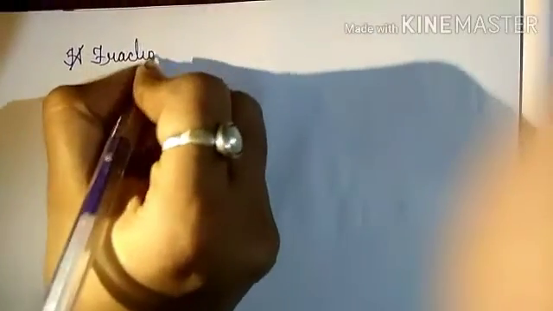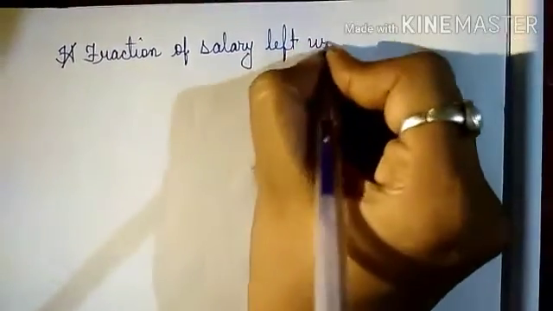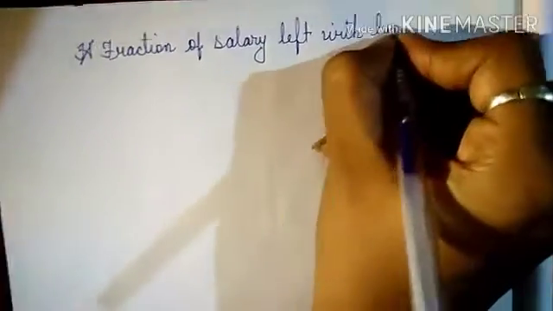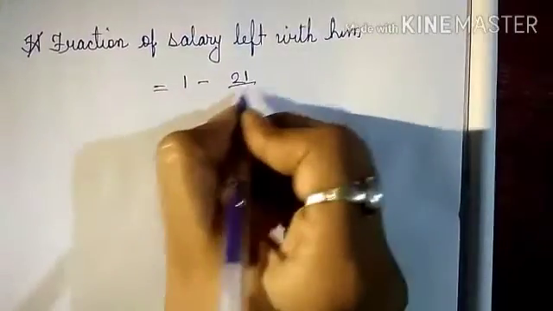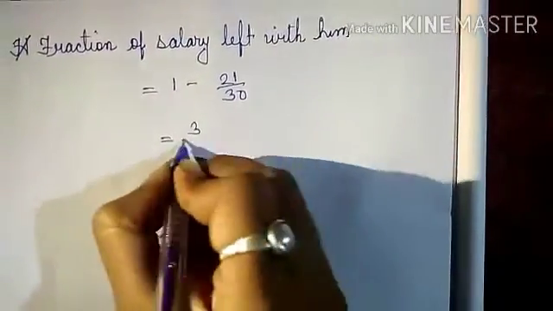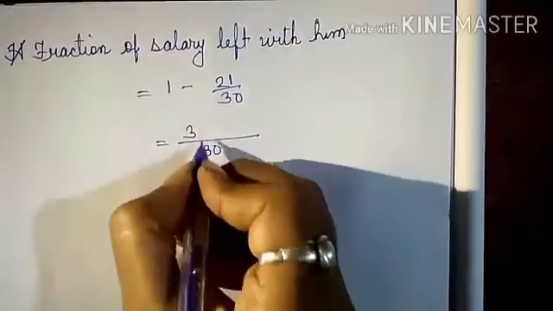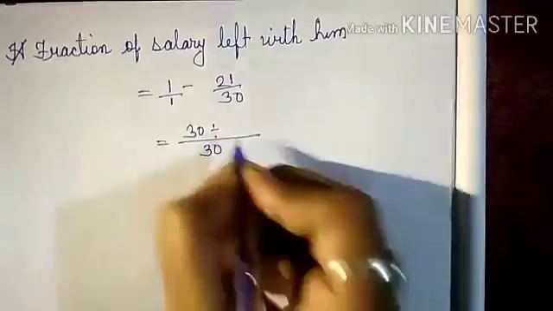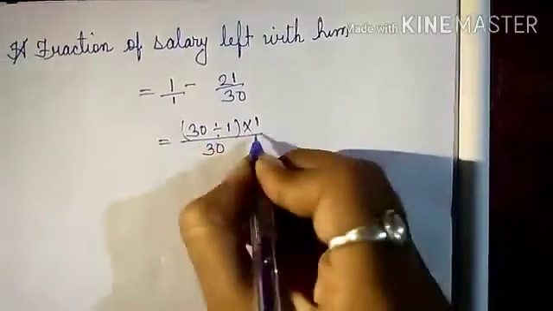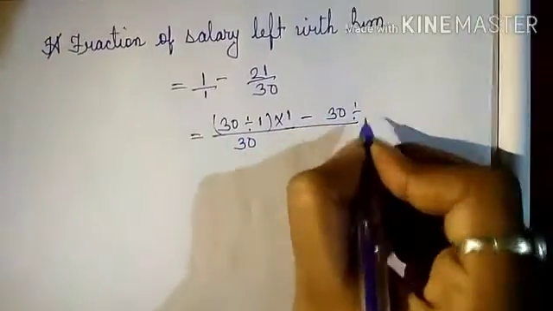Now the fraction of amount left with him, we will find by subtracting from his salary. We have already considered that his total salary is 1. So we will do 1 minus 21 by 30. In the case of 1 there is nothing in the denominator, so we will consider it as 1 by 1.